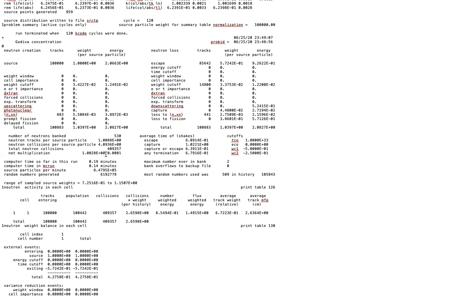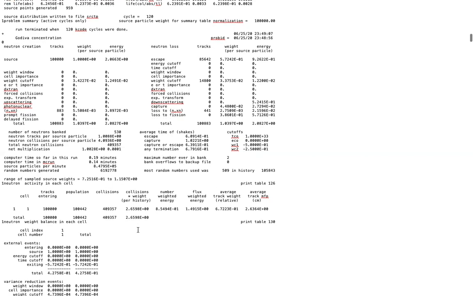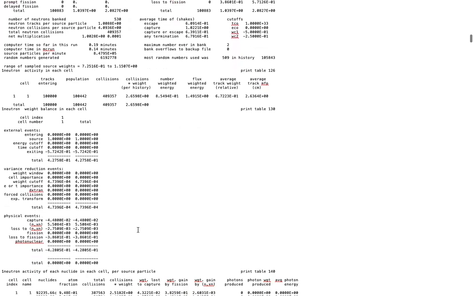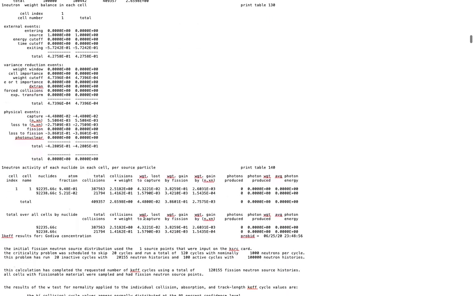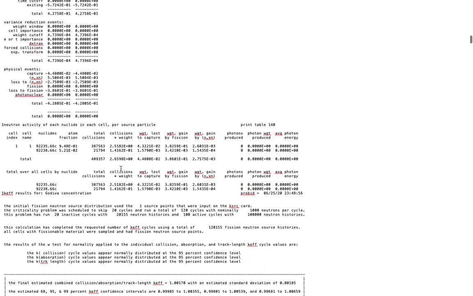So if I take a U234 and the better estimate, I will get 0.9999. So this is the cutoff time, cutoff energy, the weight cutoffs by default. And let's go to the tallies now. You can see the neutron activities. These are very interesting, that what really took place in the first cell.